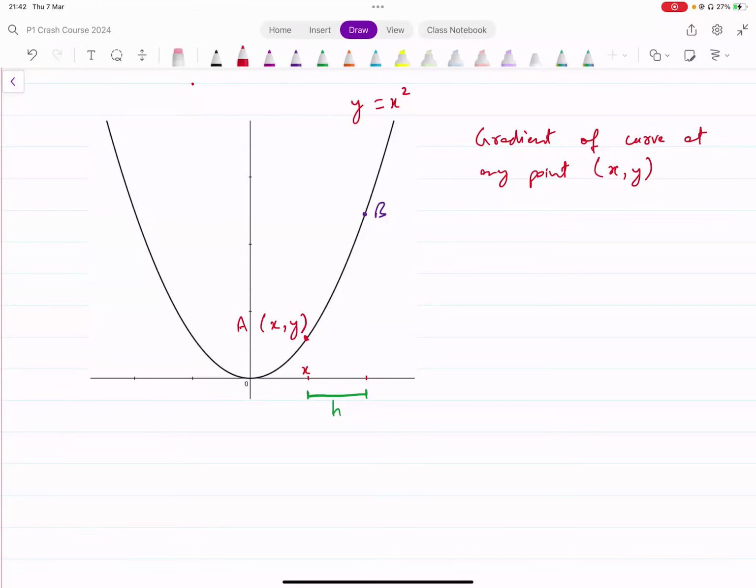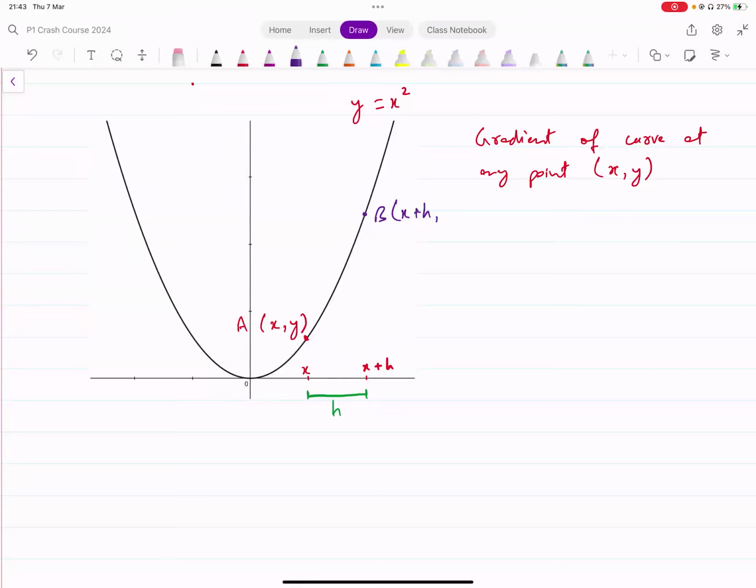Yes, it can be x plus h. Right? This is x. You can add h to that, and that gives you x plus h. Right? That's the x coordinate of the point B. So we can write it like this. We can say the x coordinate of B is x plus h.